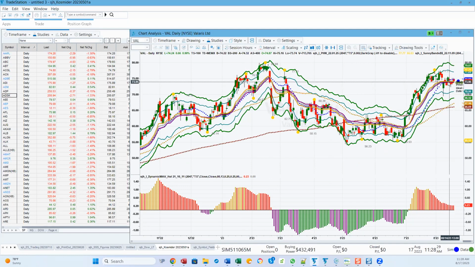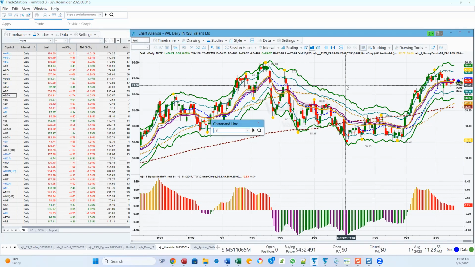So this one, because of all this congestion, we look at the histogram on the bottom, you see the red bars are getting shorter and shorter and shorter. And as they get shorter, the likelihood of them going across the 0 line and continuing on down is fairly high. So we're looking here for lower prices on VAL.